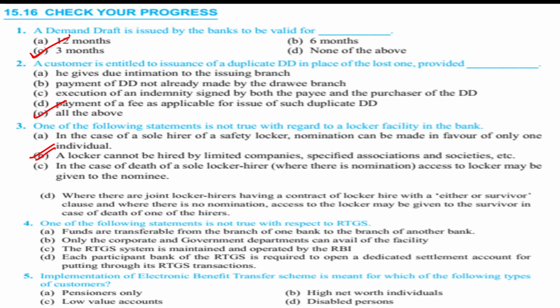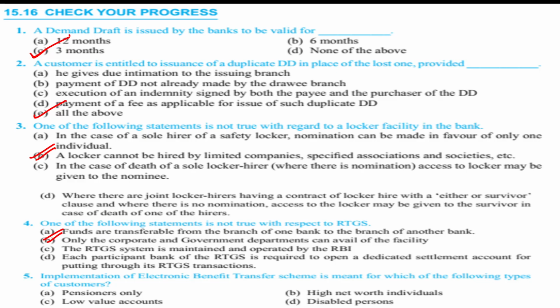One of the following statements is not true with respect to RTGS. Funds are transferable from the branch of one bank to the branch of another bank. Only the corporate and government departments can avail this facility, so this statement is not correct. You as an individual can also use the RTGS facility, making option B the correct answer for this question.